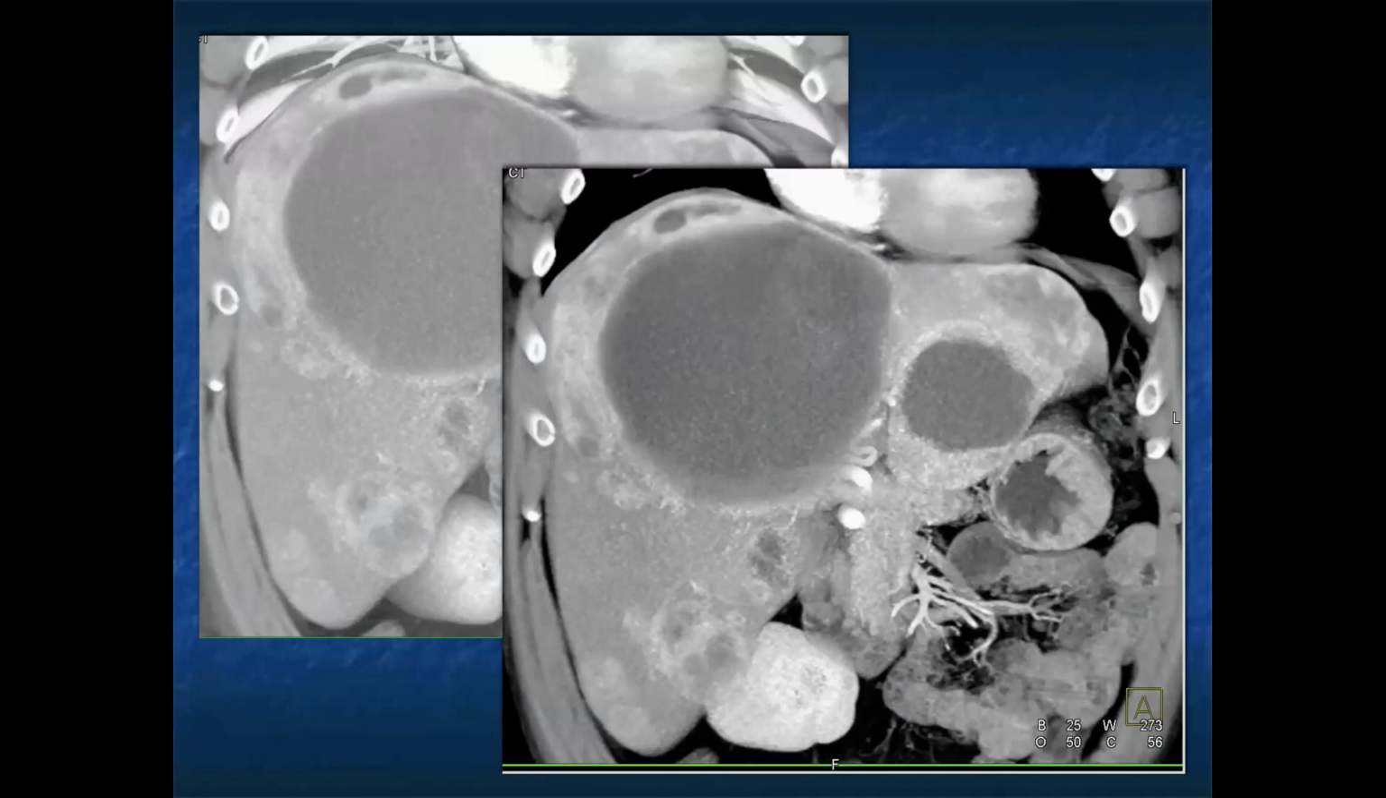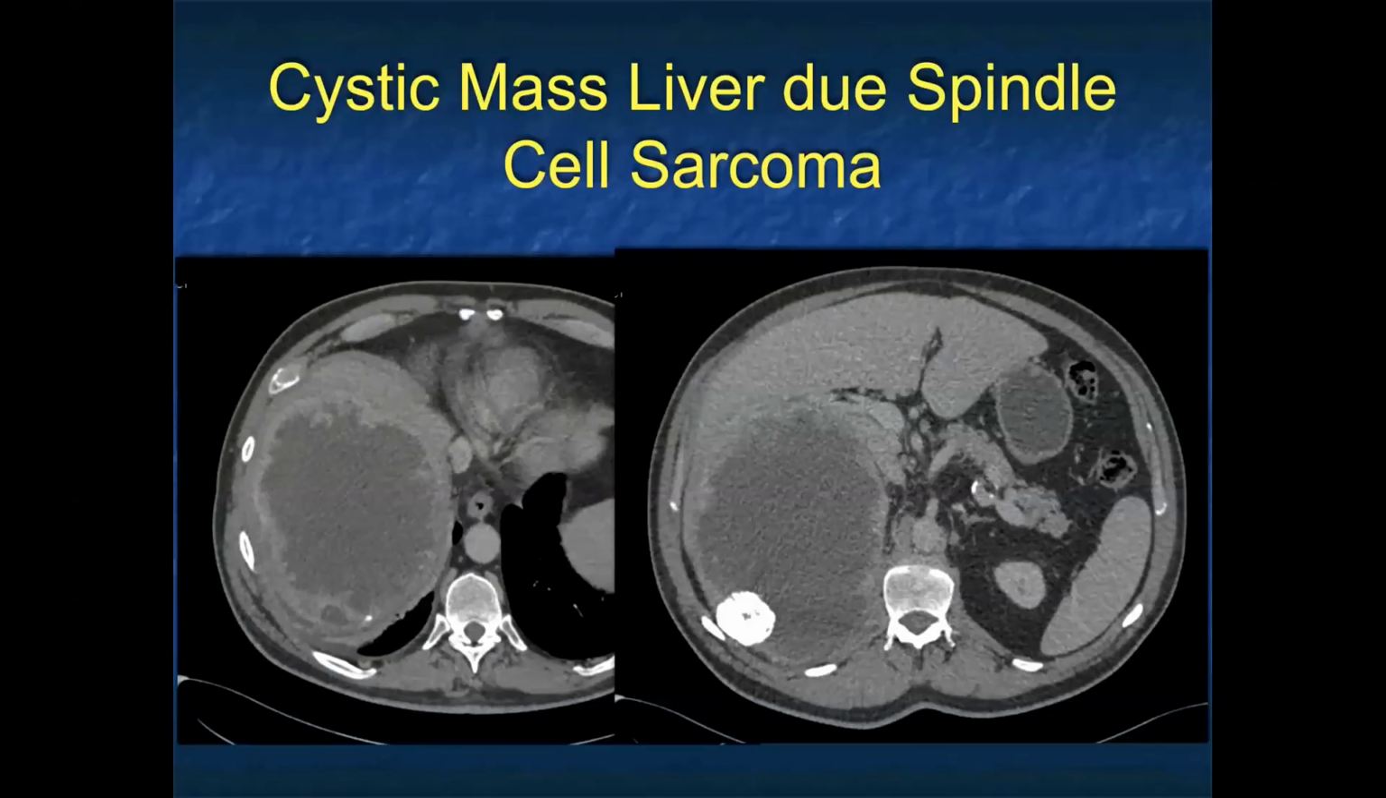Simple cysts do not enhance on early phase or late phase or delayed phase. There's never enhancement. When you start seeing enhancement in a cystic lesion, you have to worry. It's surely not a simple cyst, and it could be a cystic metastasis. And here's just a nice example. Or in this case, this patient has spindle cell sarcoma.